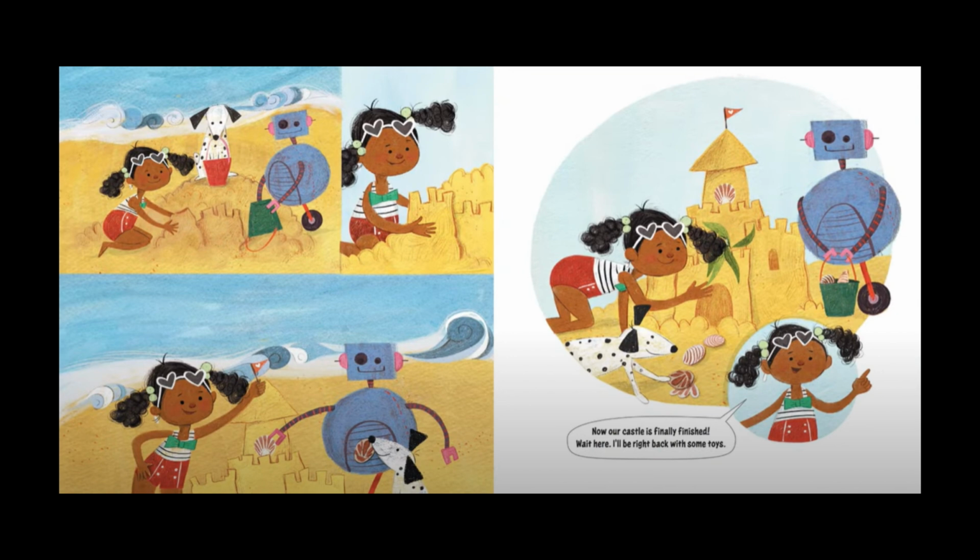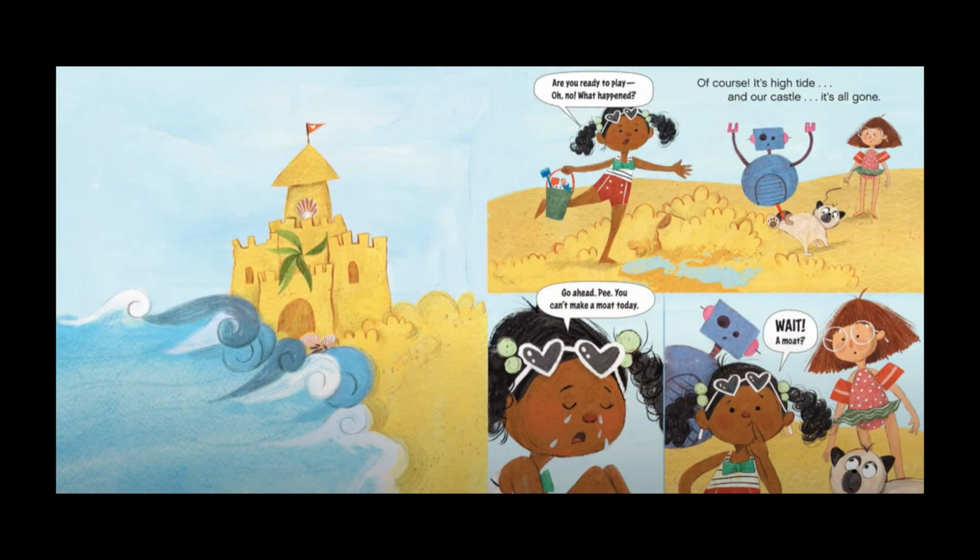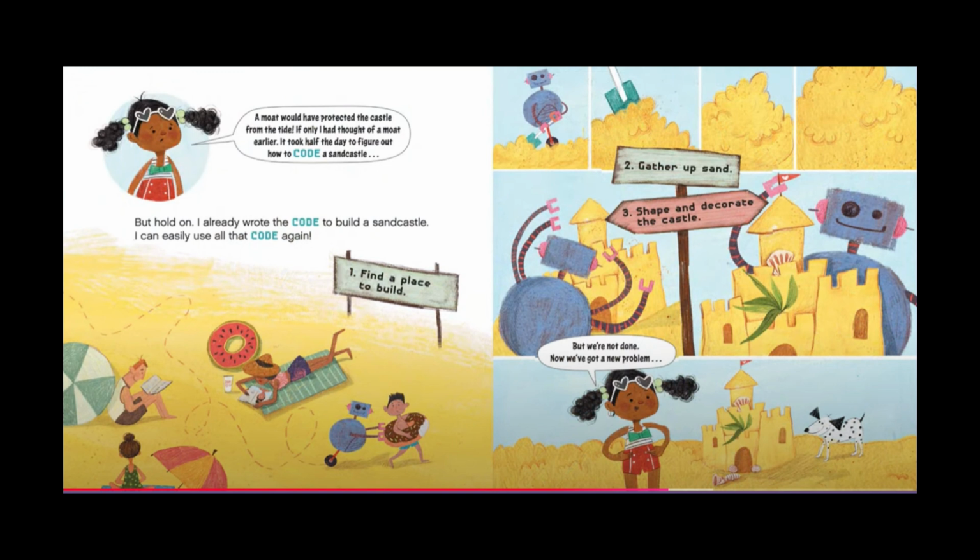I'll be right back with some toys. Are you ready to play? Oh no, what happened? Of course, it's high tide in our castle. It's all gone. Go ahead, P. Can't make a moat today. Wait, a moat! A moat would have protected the castle from the tide if I had only thought of a moat earlier.